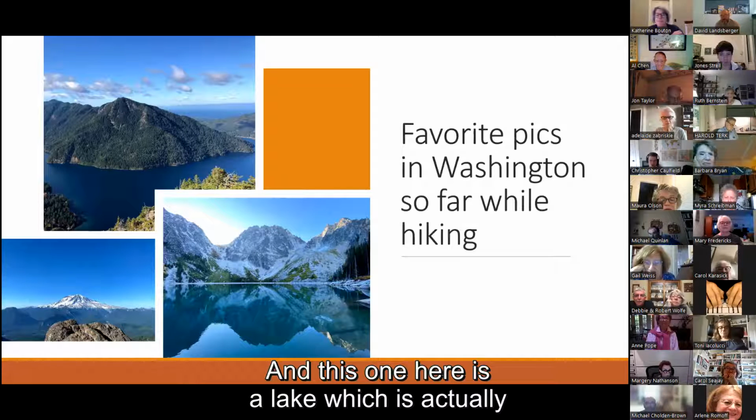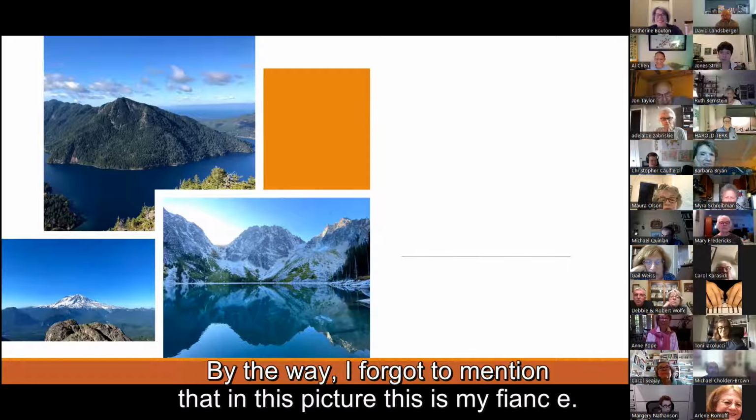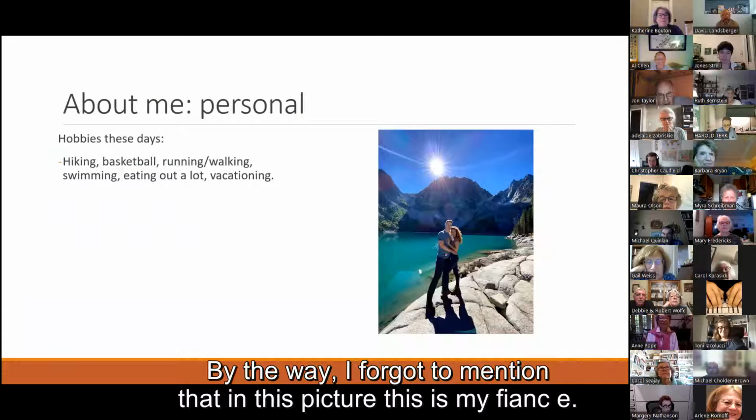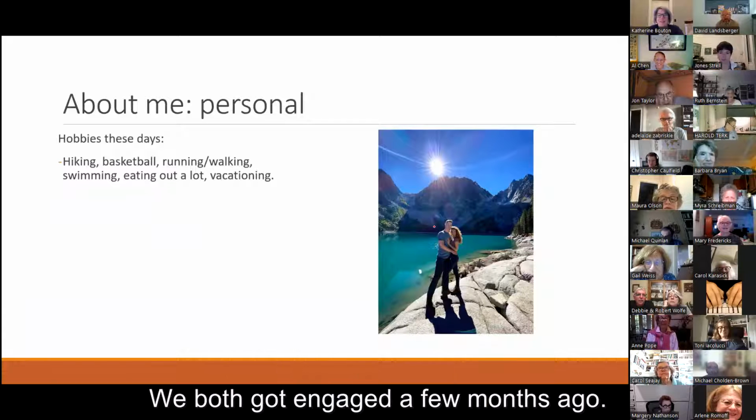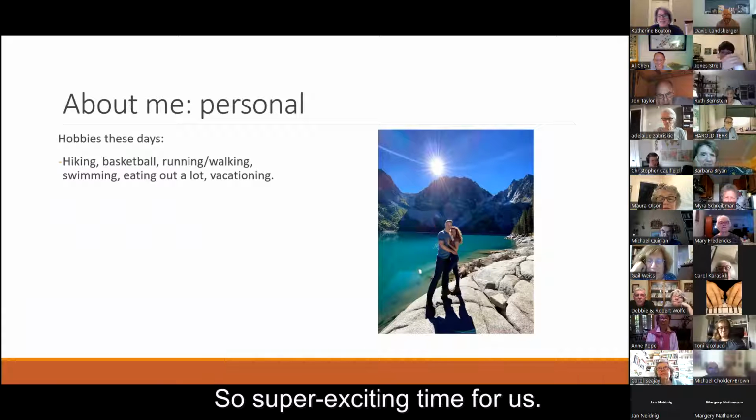And then this one here is Kolchak Lake, which is actually where I proposed to my fiance, Rachel. And by the way, I forgot to mention that in this picture, this is my fiance. We both got engaged a few months ago, and we'll be getting married very soon. So super exciting time for us.